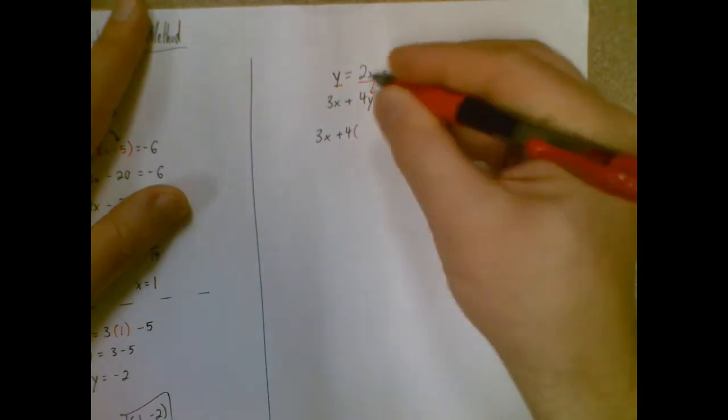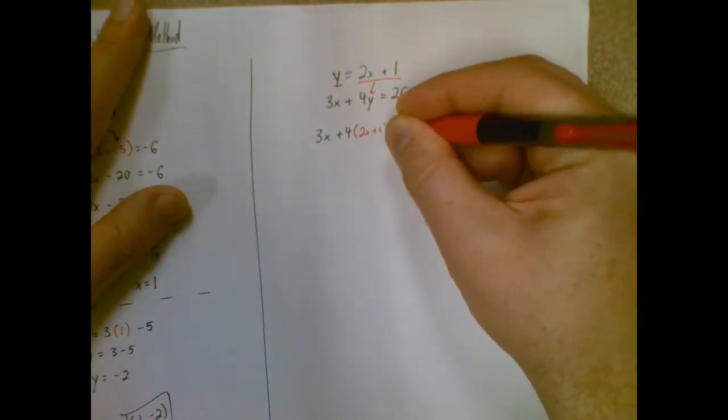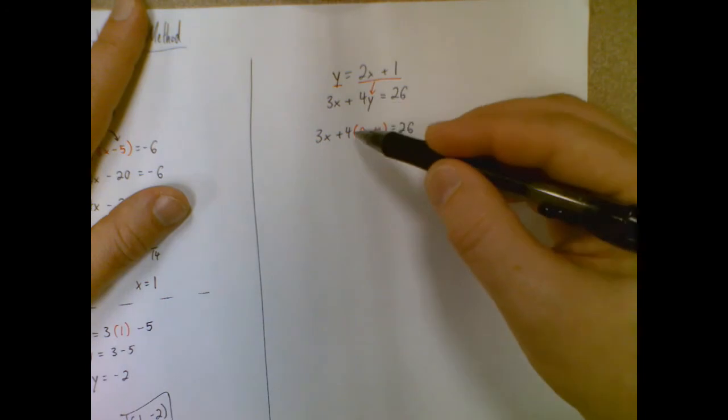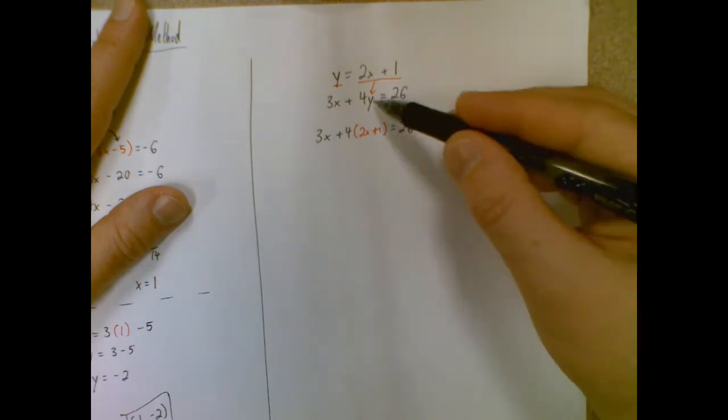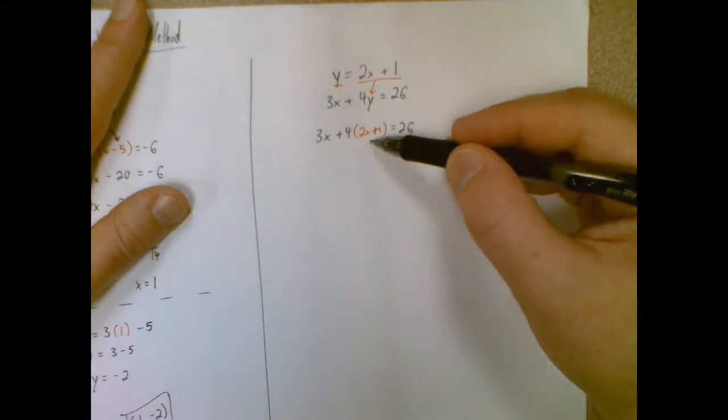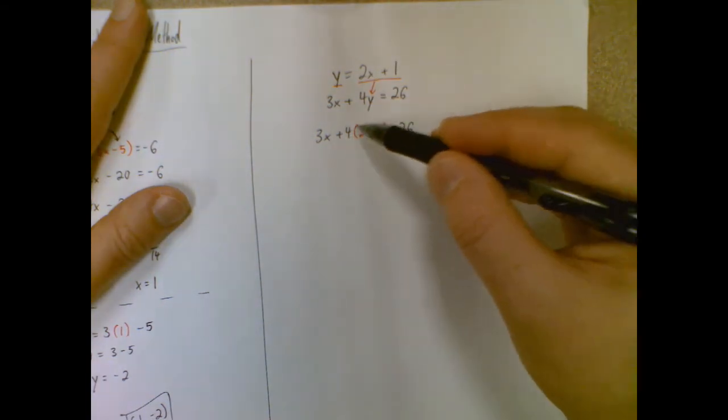3x plus 4, my y is 2x plus 1. Remember, that's the part we're taking out. Equals 26. Now, a common mistake people make here is they put 4y, parentheses, 2x plus 1. Remember, we're taking out the y. We're replacing it. So we have to get rid of the y to put in something new. So don't write 4y, parentheses, 2x plus 1.